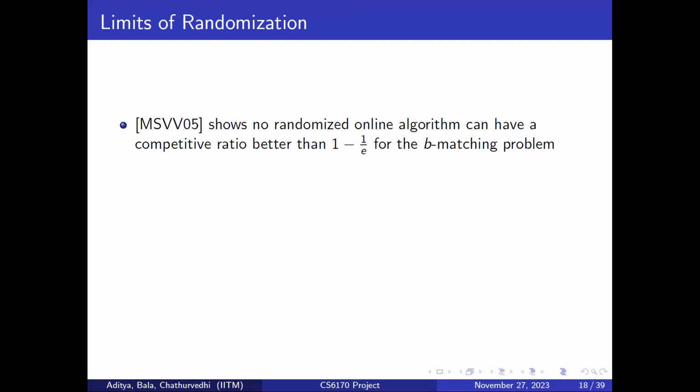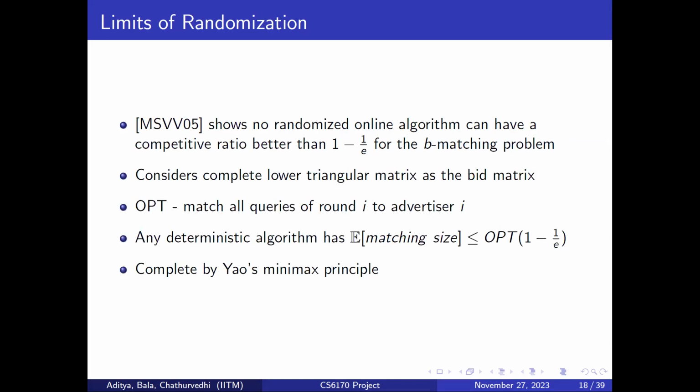We also get limits of randomization in this paper, like how we saw limits of determinism for the b-matching case. The paper also shows that no randomized online algorithm can have a competitive ratio of better than 1 minus 1 by e. And the worst case input that it considers is the bid matrix being a lower triangular matrix with the rows as bidders and the columns as the queries that come in rounds.